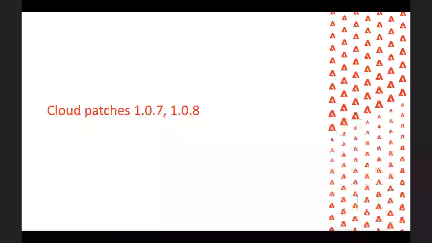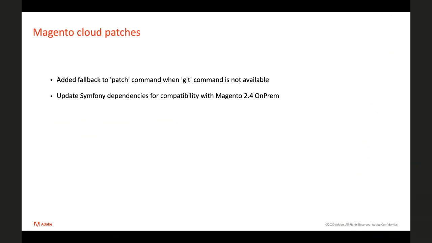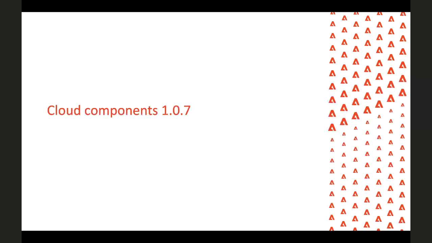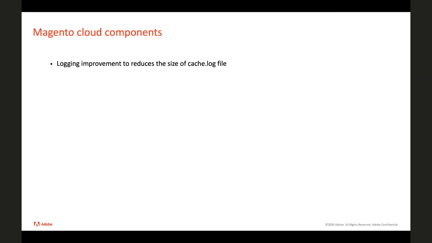That's all for Docker. Our next topic is patches. In the Cloud Patches release, we added an alternative patch command for cases when git apply patches isn't available. It can be useful, for example, on-premise installation of Magento. Also, we updated some Symfony dependencies for compatibility with Magento 2.4, also on-premise. Cloud Components has one improvement to reduce the size of the cache log file.